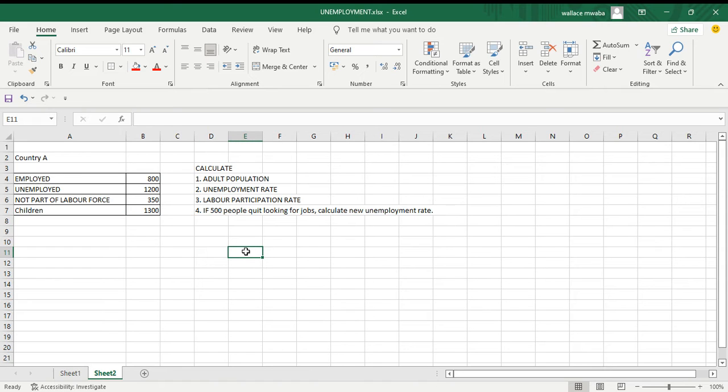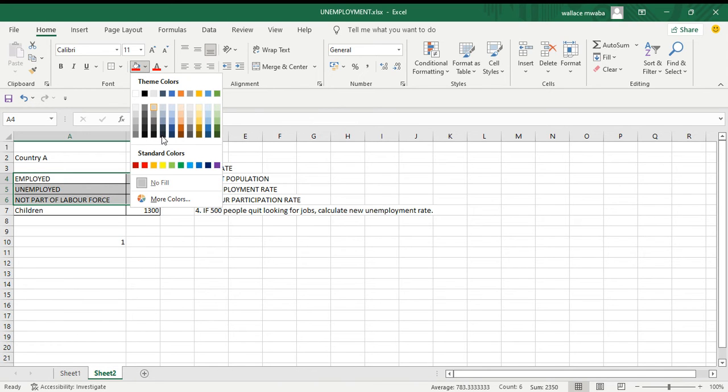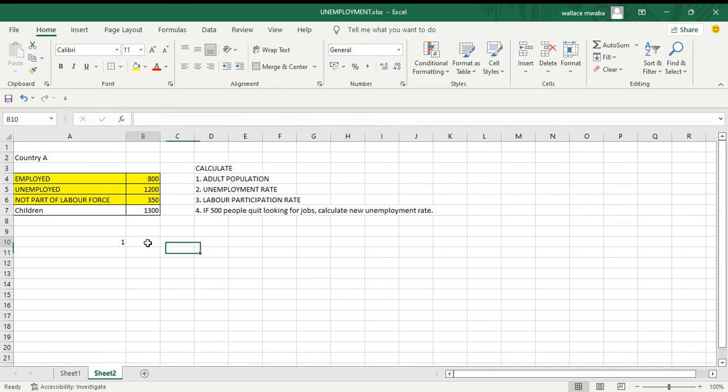So we're going to start. First, we'll calculate the adult population. Okay, so number one, adult population, as you can see, is going to include the employed, unemployed, and those who are not part of the labor force. This can also be retirees, institutionalized people. So let's highlight for the adult population. I will highlight as yellow. So I'm going to say 800 plus 1200 plus 350. So the adult population is 2350. Okay, that's the adult population.